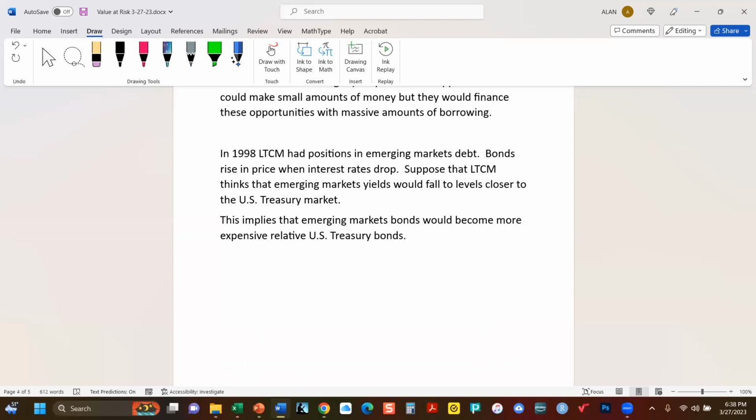Okay, so the yields in these emerging markets countries would start to fall and get a little bit closer to US levels. So that would make emerging markets bonds become more expensive relative to US bonds. So how could they benefit from this? The strategy would be to sell US treasuries short and use the proceeds to buy emerging markets bonds. Okay.